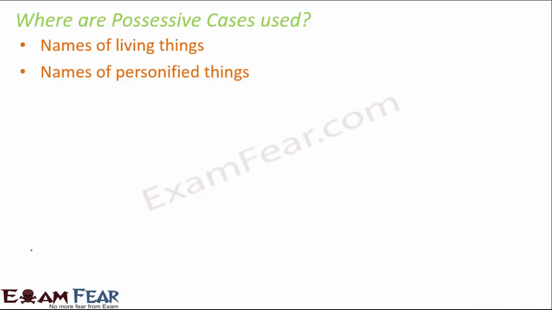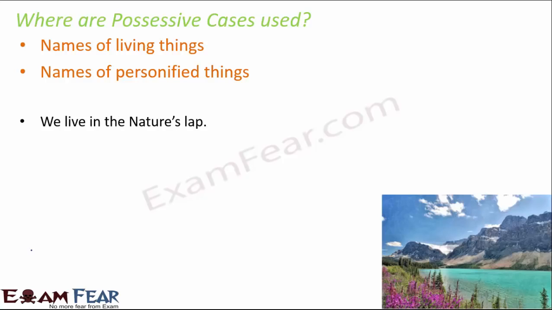Names of personified things. For example, we live in nature's lap. So here you might get a little confused that nature here is not exactly a living thing. But then how come nature's lap is correct? That's because nature here has been personified. Nature doesn't have a lap as such, right? But nature has been personified as a person. So we are assuming nature as a person and then we are saying that we all live in the lap of nature. So since nature has been personified in this case, therefore we can use possessive case here. So we can say nature's lap.